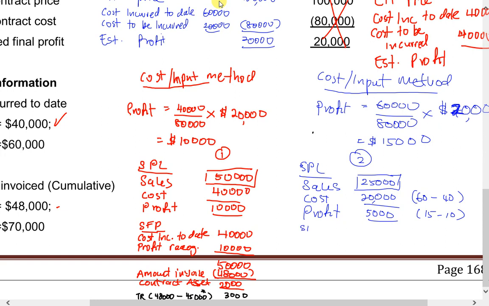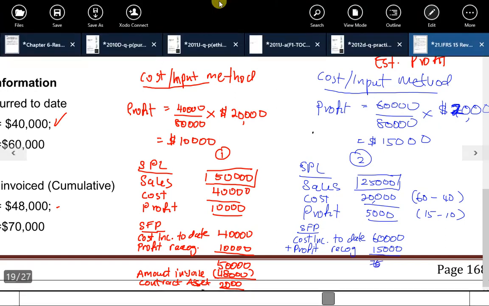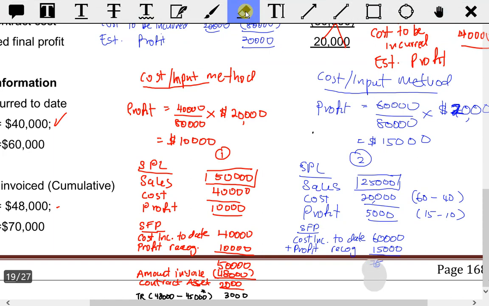Then SFP. SPL is for the year, and SFP is the cumulative until this year. Now we are in the second year. So the cost incurred to date, what's the cost incurred? 60. Plus the profit recognized also to date. SFP is your balance, the total cumulative 15. So in total, I would have 75. Total sales recognized is 75.